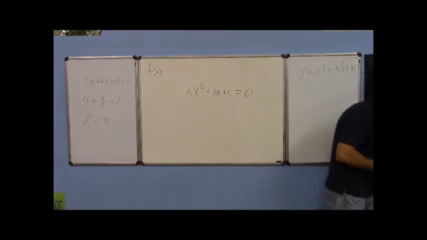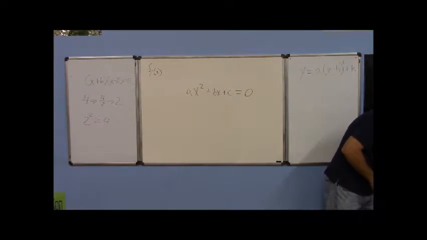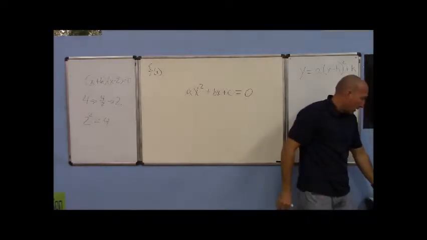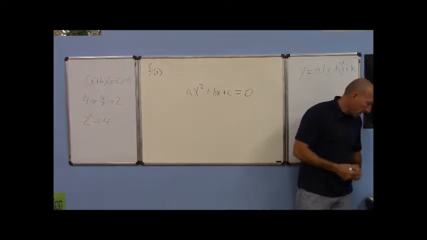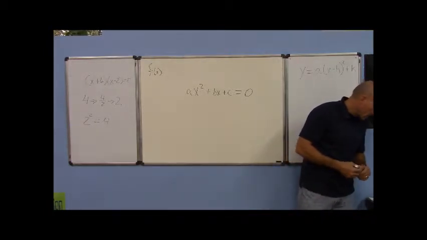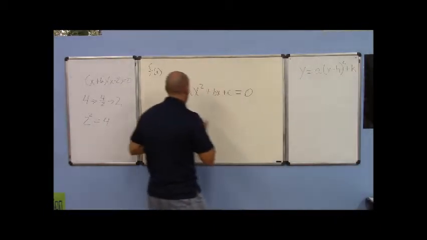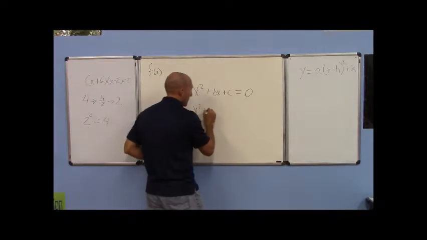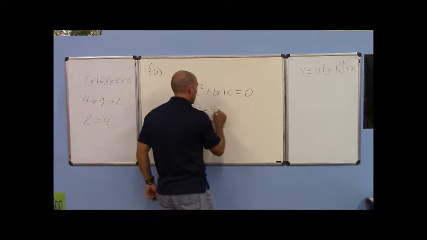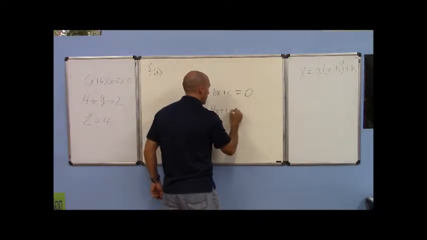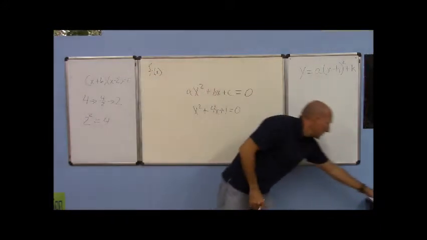So let's look at example number 1 together. Okay? So if we were originally given x squared plus 4x plus 1 equals 0. Again, we're going to complete the square.